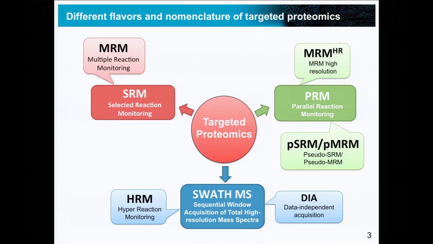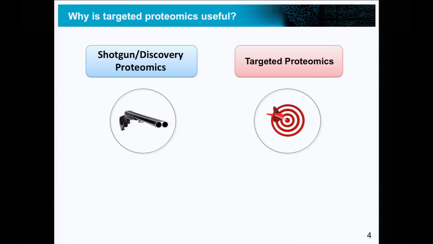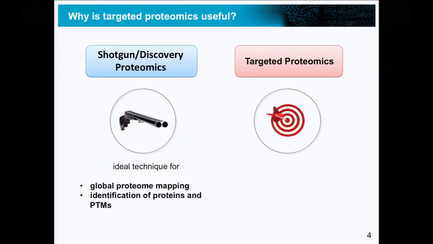And what's this benefit? Well, shotgun or discovery proteomics is always the method of choice if you want to globally map out the protein content in a sample. So whenever you want to identify as many proteins or PTMs as possible in your sample, then shotgun proteomics or discovery proteomics is the technique of choice for you.